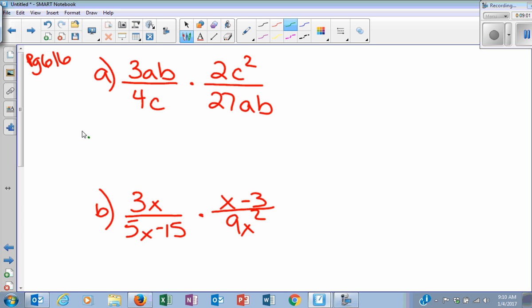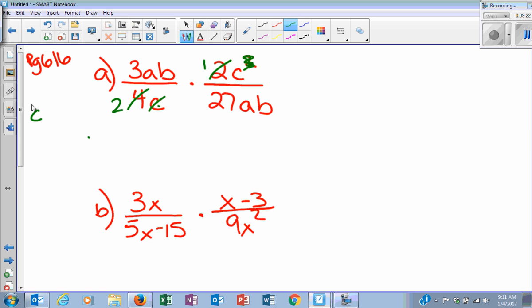Alright, I'm going to roll through these a little quicker now. We're just going to start crossing things off and simplifying. 4 and 2 have something in common. 1 and 2. This has a c in common, but it only has 1, so I can only get rid of one of these. And actually my restrictions are what I want to do first.